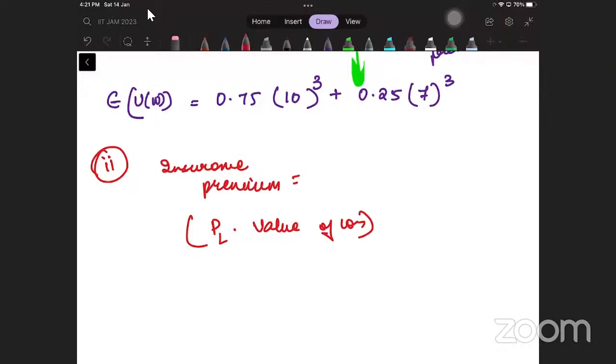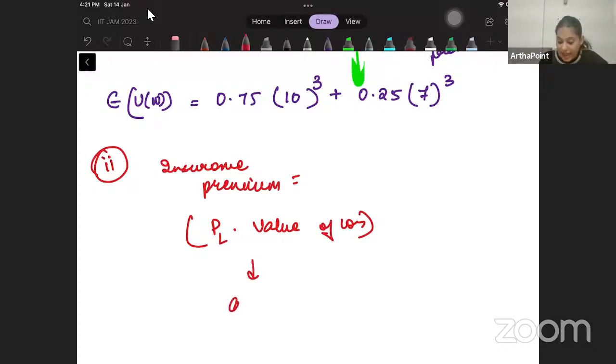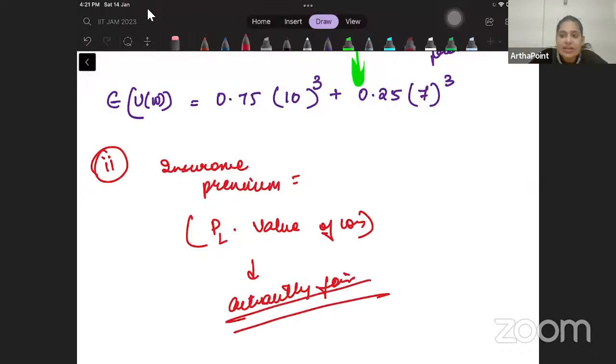This can simply be used to find insurance premium. But this can only be used if it is actuarially fair insurance. Only then you can use probability of loss into value of loss equal to insurance premium.